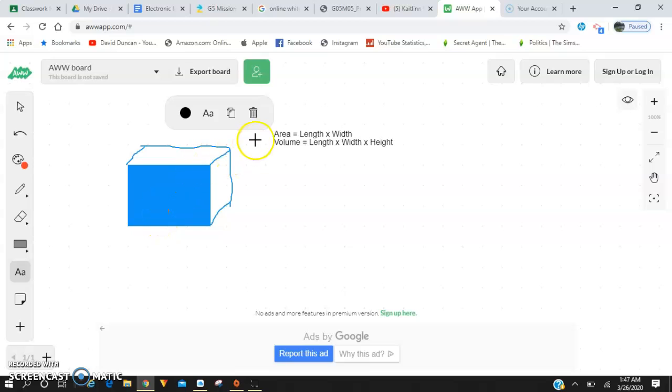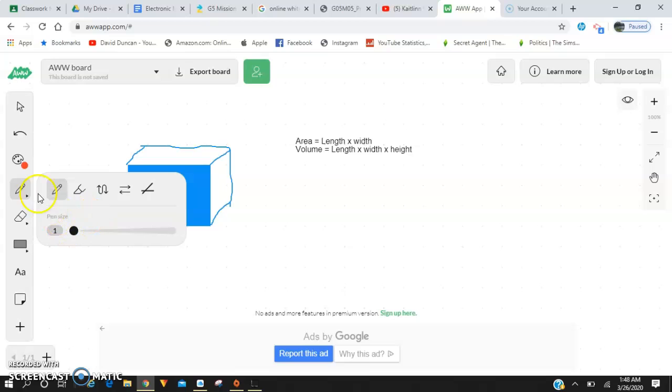Before we get started, I want to take your attention over here to our formulas for finding both volume and area. Volume equals length times width times height. Okay, now that I have those over there, we can talk about them.